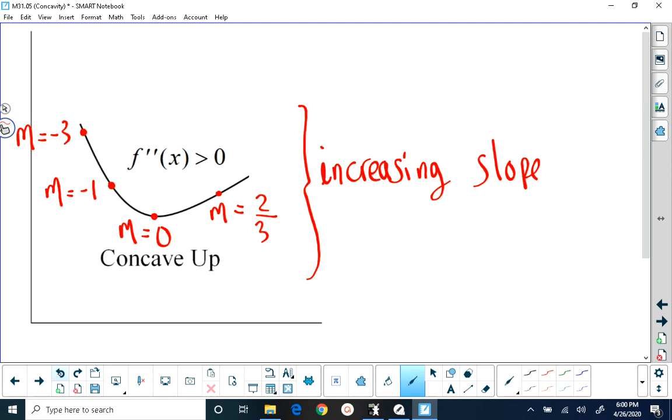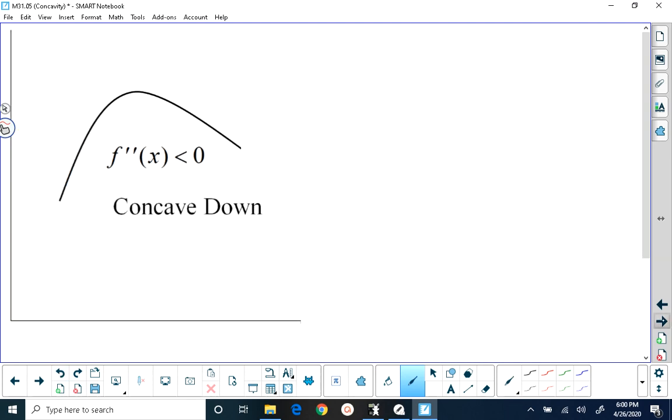From -3 to -1 is an increase. From -1 to 0 is an increase. From 0 to 2/3 is an increase. So that's why this shape has what we call concave up. It has an increasing slope. We could do the same kind of thing with concave down. If I estimated the slope here might be 4. The slope here might be 1.